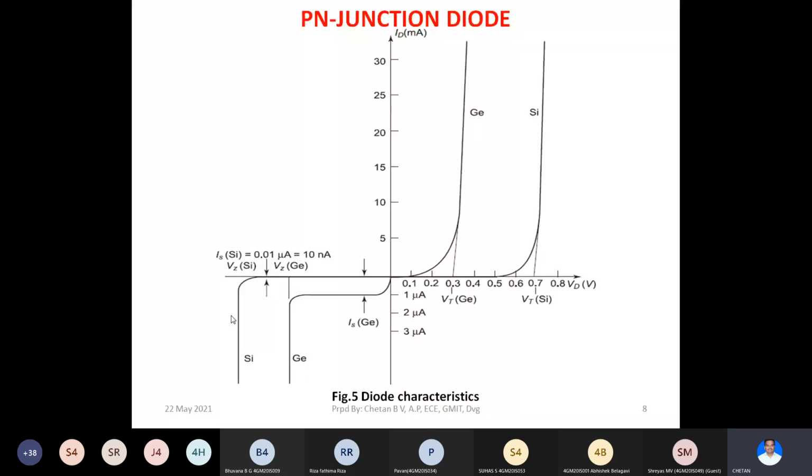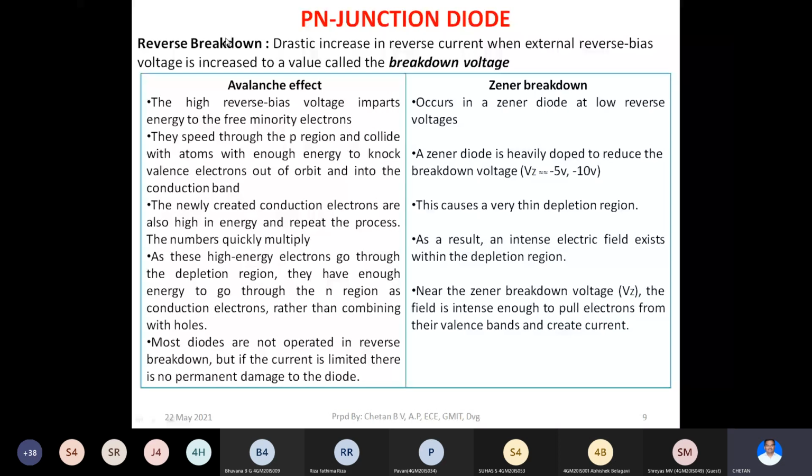So this is all about the forward characteristics and reverse characteristics of a diode. Next is breakdown. As I already told, what is breakdown? It is a drastic increase in the reverse current when you apply a very high reverse voltage. The very high reverse voltage that you apply is called the breakdown voltage. So this reverse breakdown usually takes place in two ways.